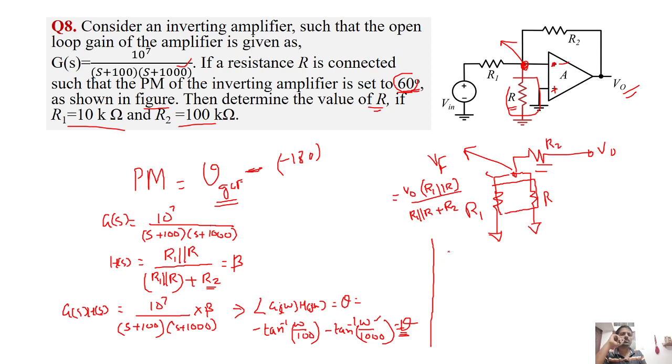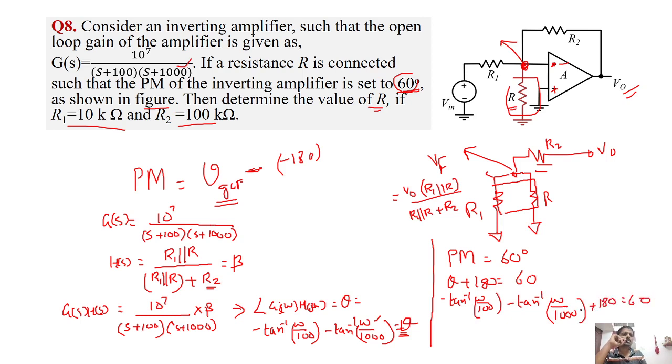Before that, since the question has given the phase margin as 60 degrees, what is the phase margin here? Theta plus 180 equal to 60. So theta we know here as minus tan inverse omega by 100 minus tan inverse omega by 1000, and plus 180 equal to 60. Solving this, we'll get omega. So how will we solve this, with minus tan inverse a minus tan inverse b?